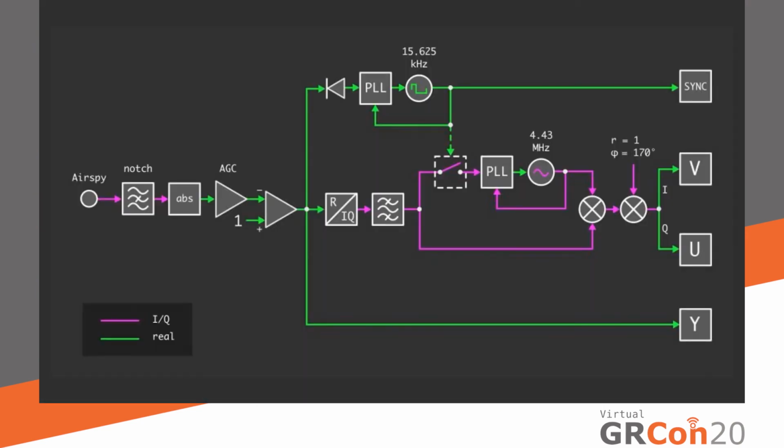Okay, now we can move on. Here's a schematic diagram of the receiver that I wrote. So on the left, it's the AirSpy inputs and the notch filter. It's the very first thing that happens even before the amplitude demodulation, which follows.